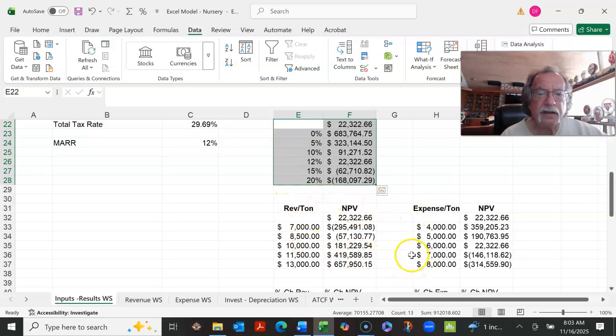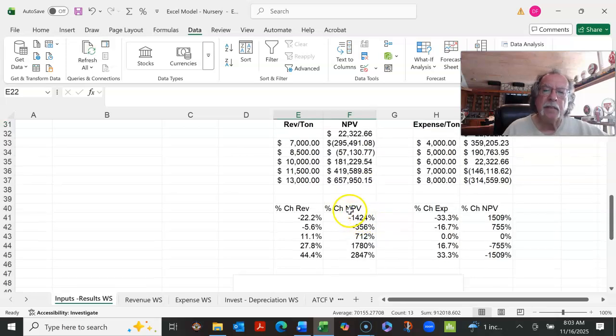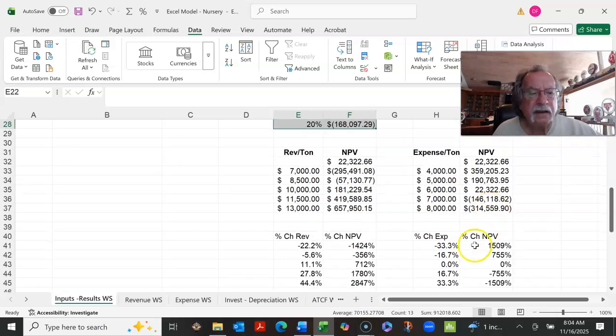And then I did various things here. Revenue per ton, expenses per ton are shown there. What's happened to the net present value. And then if we look at this expense per ton, what I did was I calculated the percent change in this variable, expense per ton, and the percent change in the net present value.